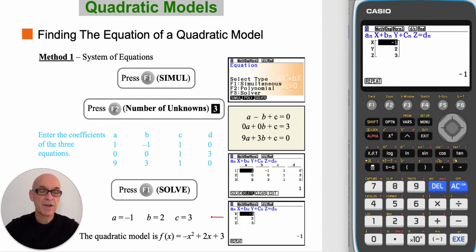We see that the value of A is -1, the value of B is 2, and the value of C is 3. So the quadratic model is f of x is equal to -x squared plus 2x plus 3.